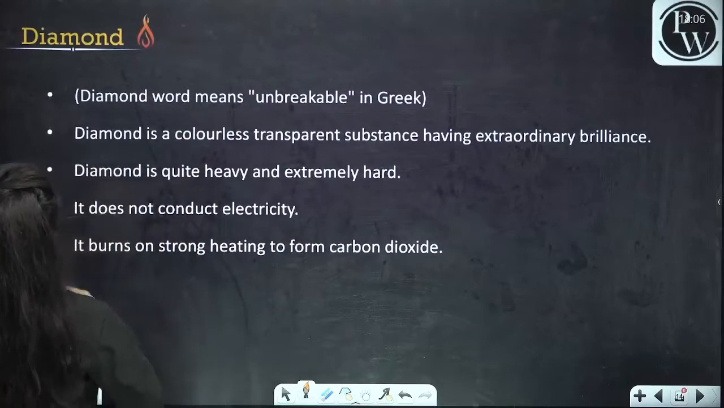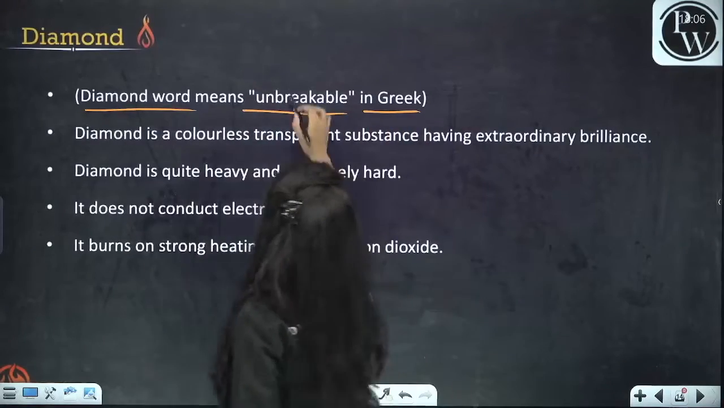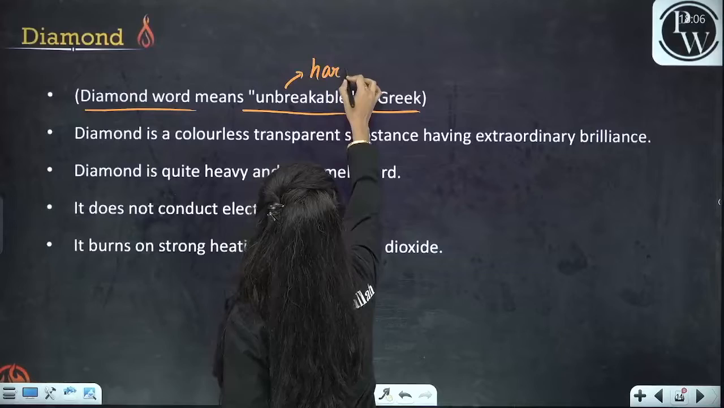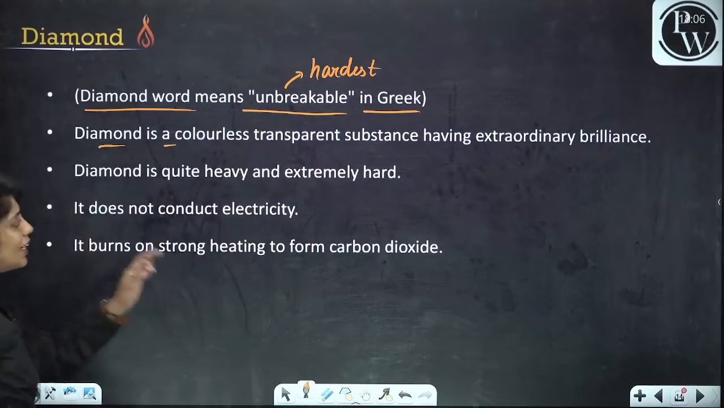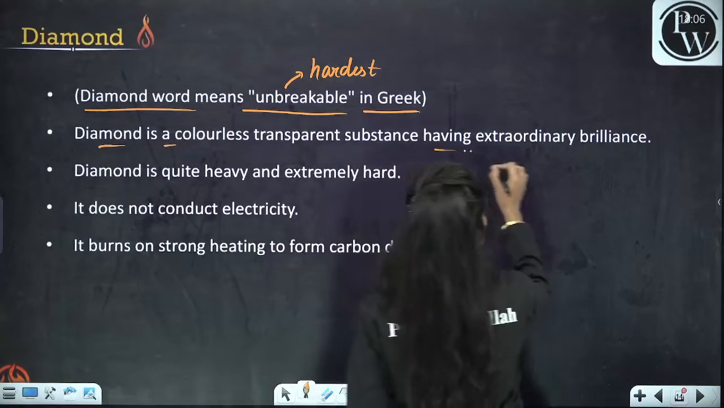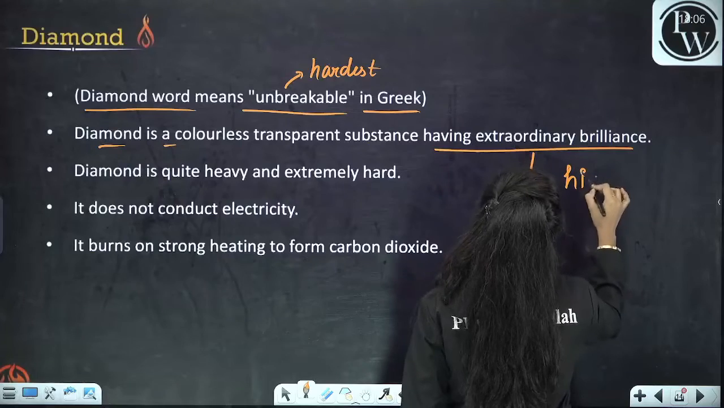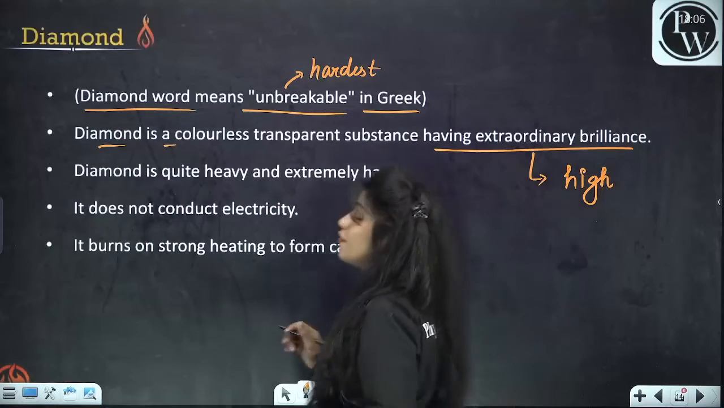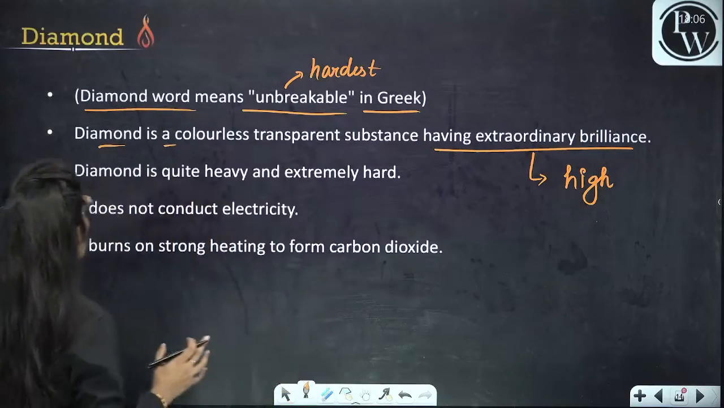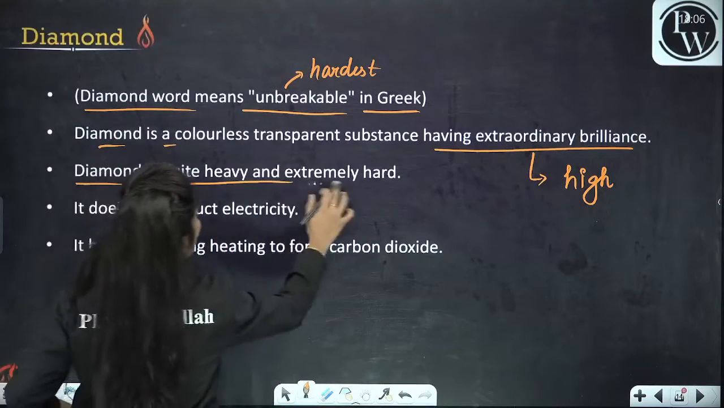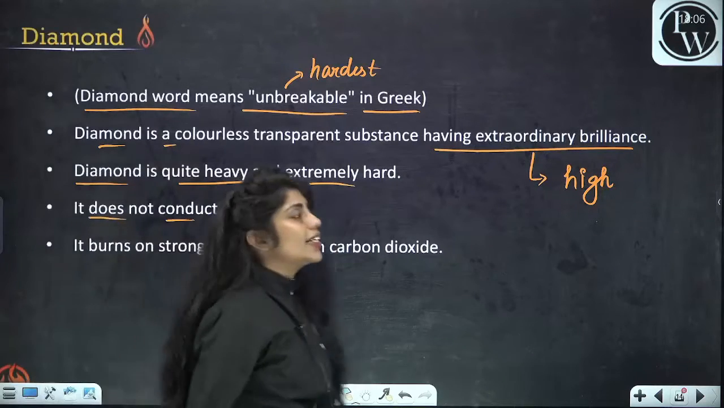So basically, the word diamond means unbreakable in Greek. That means it is the hardest substance, right? Diamond is a colorless, transparent substance having extraordinary brilliance because it has a high value of refractive index. In physics you got to know about refractive index and so on. So basically diamond is quite heavy and extremely hard, yes of course, and it does not conduct electricity.